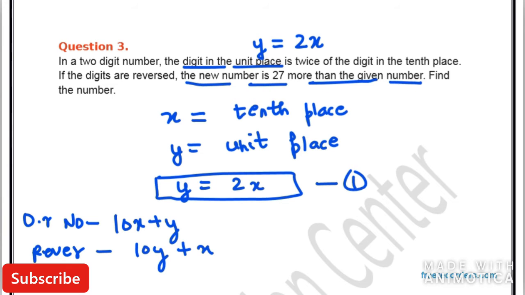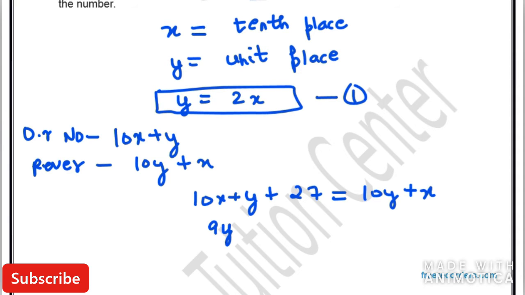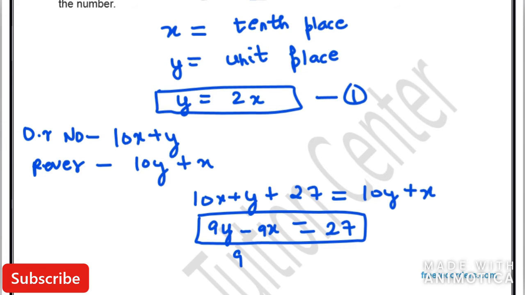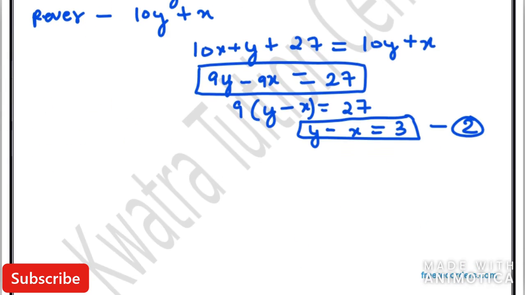Now you can see it says the new number is 27 more than the given number. So it will be 10x plus y plus 27 equals the new number, which is 10y plus x. Now solving this, I will get 9y minus 9x equals 27. This is my second equation, but I can simplify it further. Taking 9 common, 27 over 9 can be written as 3. So y minus x equals 3. This is my second equation.